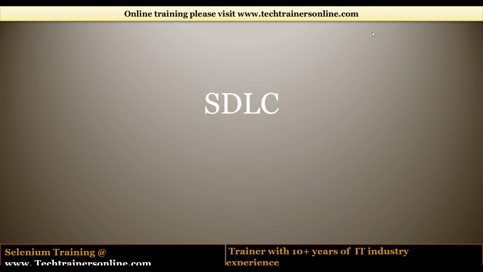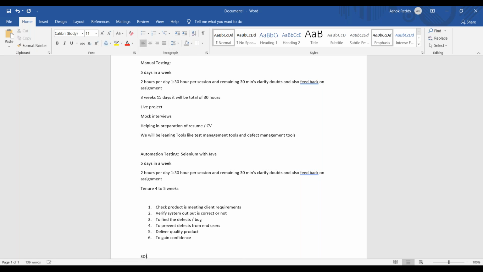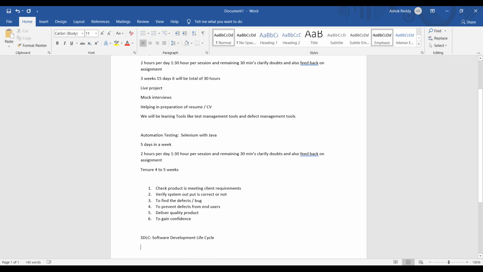So what do you mean by SDLC? Let me make a note for you guys. SDLC is nothing but software development life cycle. So what do you mean by a software development life cycle? Basically, say I got a deal from one of the clients for developing a product, right? So how is the software going to start, from where is it going to start, what are the different phases it's going to go through, and when is it going to end, right?